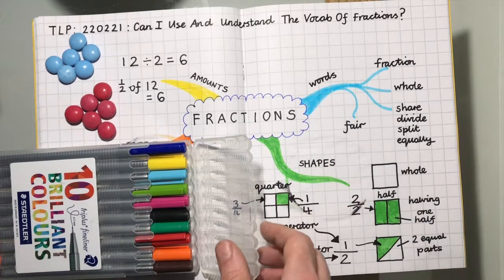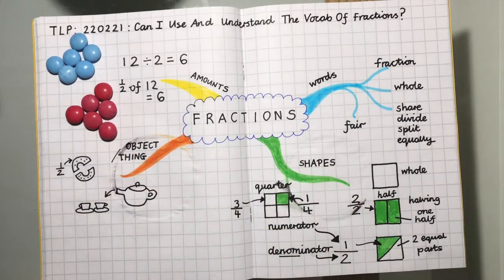Okay, so I'd like you to recreate this mind map in your book. I'm sorry about the smudges there from the bottom of my saucer being a bit damp. And I hope this sort of makes sense.